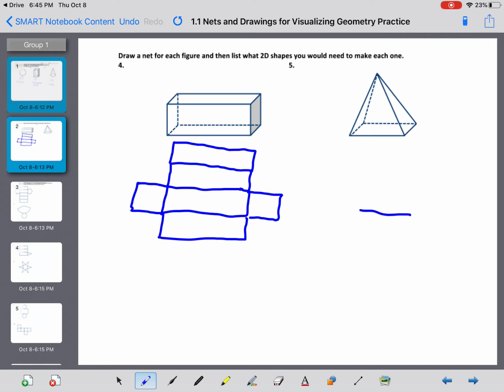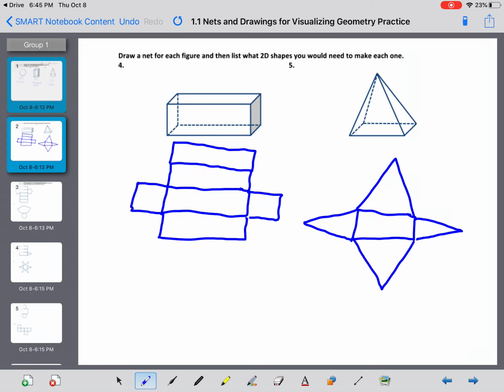So again, I'm going to start out with that rectangular base, and we'll go from there. We said we have 4 triangles, and if we unfolded this pyramid and made it flat, we would have 2 pointing this way, and the other 2 pointing in this direction. So there is your pyramid as a net.